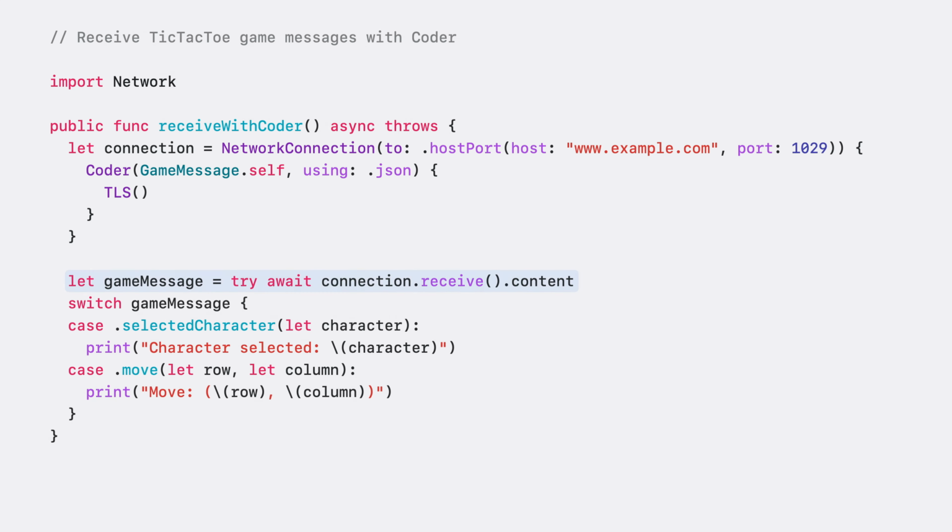Calling receive on my connection will return a game message directly without having to do any intermediate decoding to go from a data object to a game message object. Now I can send and receive game messages without doing any extra work myself. I can concentrate on the business logic and user interface of my app without cluttering things up with a bunch of bespoke networking code.